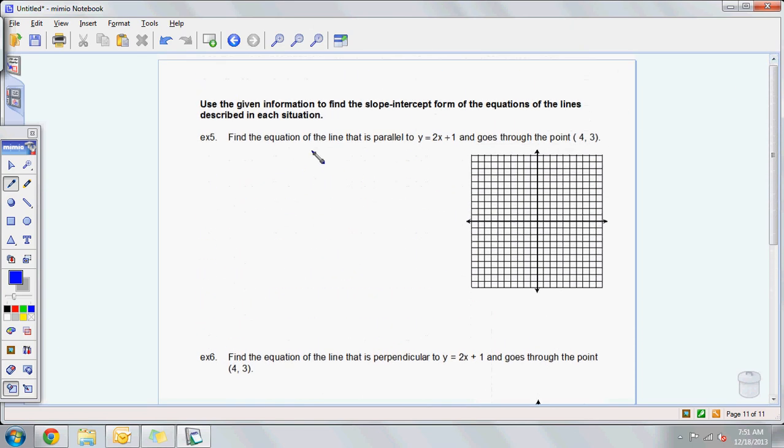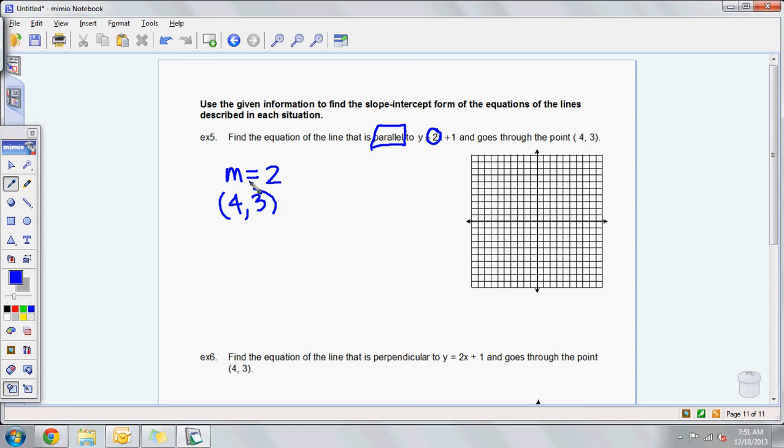Okay, so find the equation of a line that is parallel to this line and goes through the point. Okay, and it looks like we have to graph it. So parallel, that's a key word. If these lines are going to be parallel, they're going to have exactly the same slope. So the slope of our line has to be the same. So the slope of our line is going to be 2. We also have a point. So we have 4 and 3.